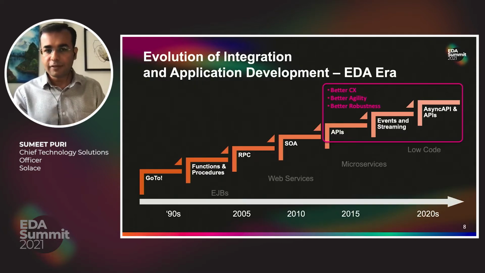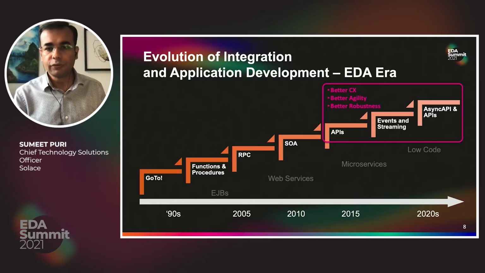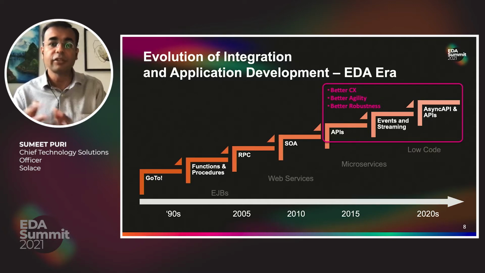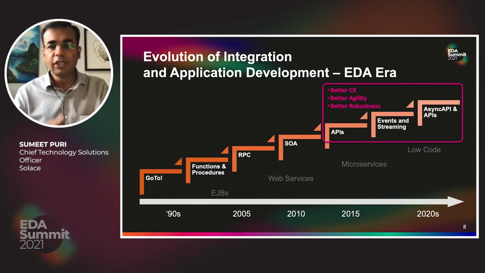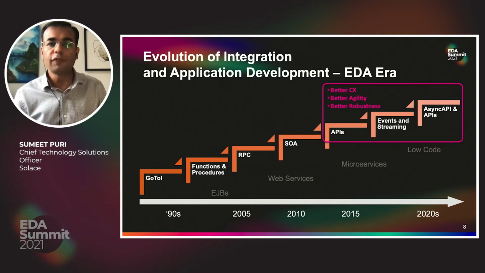So fast forward 20, 21 years, where are we in our evolution? From functions and procedures, from RPC calls to service-oriented architecture. Now we are all dealing with APIs, we are dealing with event streams, we are dealing with asynchronous APIs, and all of these things are helping us achieve better customer experience, better agility, and better robustness of our enterprise applications, right? So this is the EDA era.